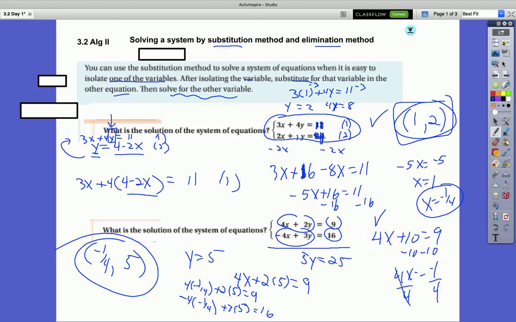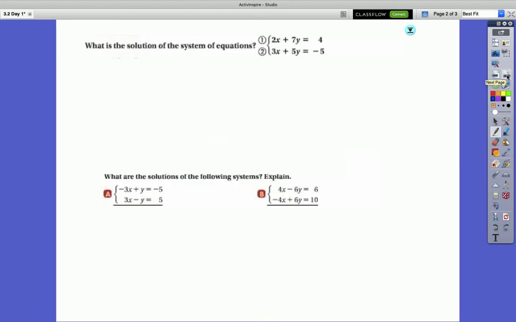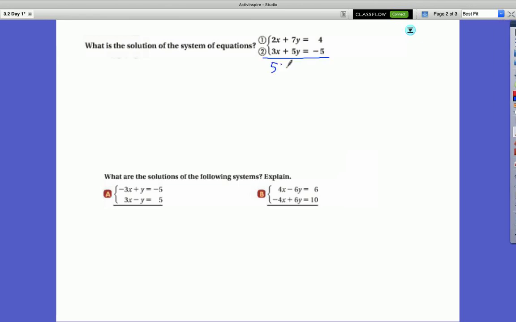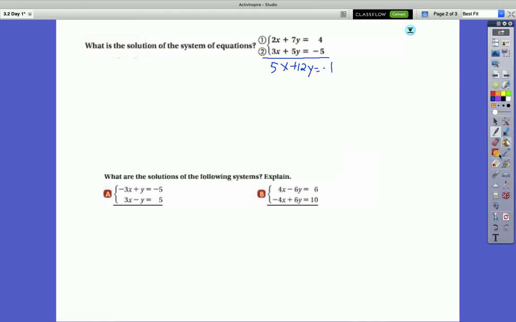Okay, so let's look at the next page here, and let's take a system of equations that we're going to do by elimination, but we can't just add these equations together. So if we added them together, I don't want you to do this, but if you did, you don't get any variables to cancel off.